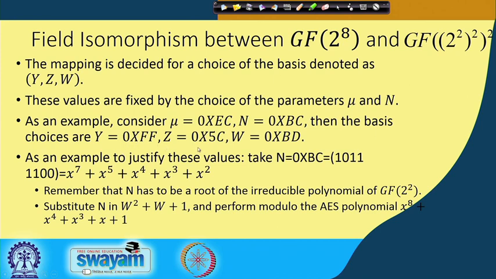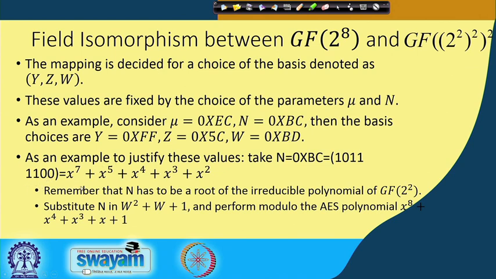Likewise, for z squared plus z plus n, if you solve, you will get 5C as a value for z, and likewise if you solve w squared plus w plus 1, one of the choices is BD. For other choices, you will have other circuits. Let me, as an example, explain the choice of n. Suppose n is equal to 0xBC. You can express BC as 1011, that is the binary expansion of B, and likewise C is nothing but 1100.